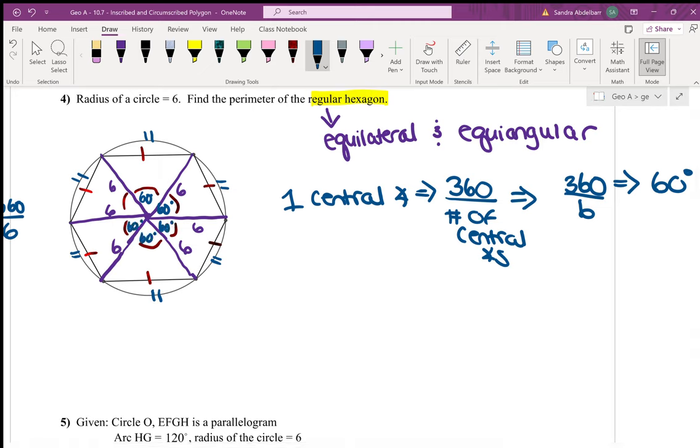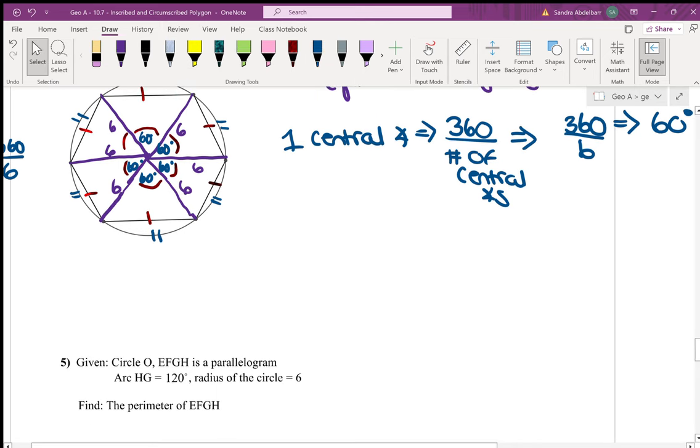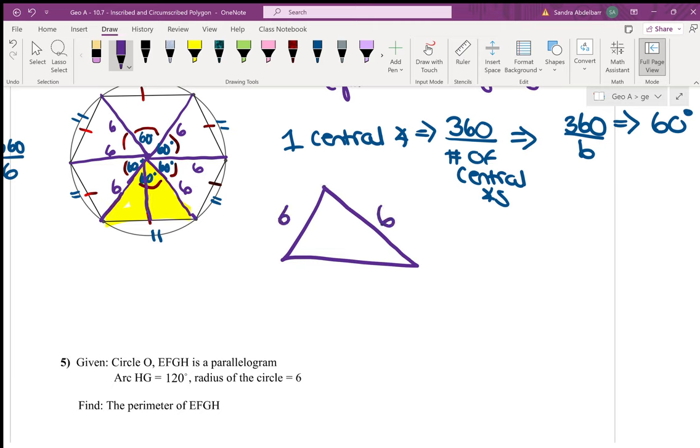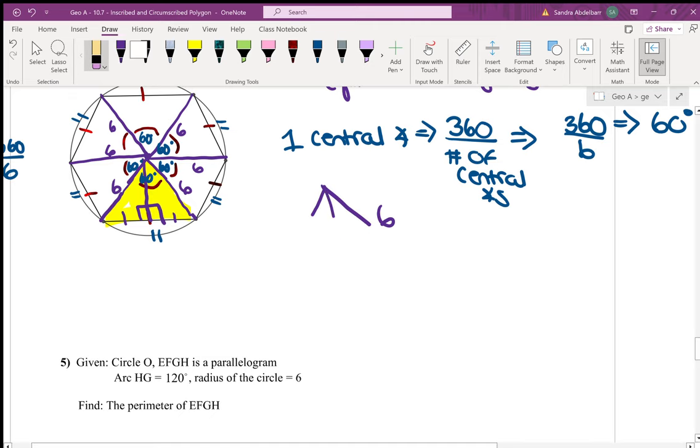All right, at this point, same thing we did with the triangle, you're going to choose one of the triangles. Do you think it matters which triangle you choose? No. I'm going to choose this triangle. And in that triangle, I'm going to draw down an altitude. When I draw that altitude, it's going to bisect the side. And what's it going to do to that 60 degrees? It's going to split it into 30 and 30.